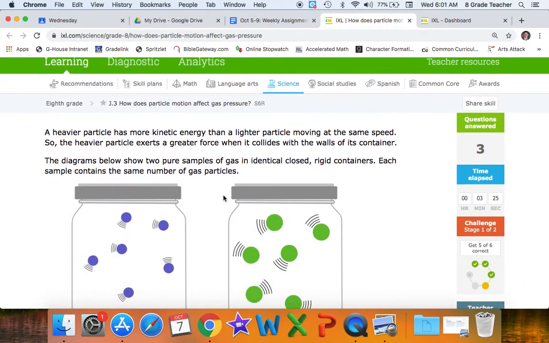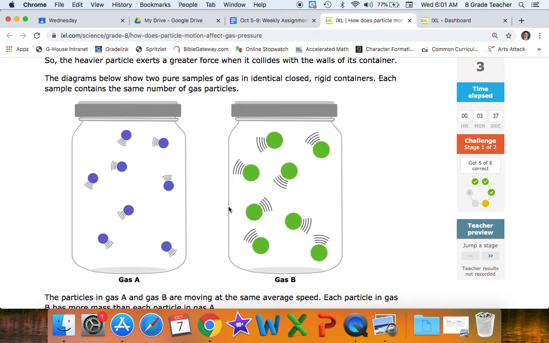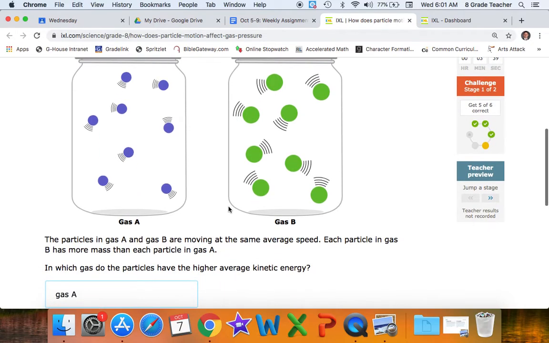A heavier particle has more kinetic energy than a lighter particle moving at the same speed, so the heavier particle exerts a greater force when it collides with the walls of its container. The diagram below shows 2 pure samples of gas in identical closed rigid containers. Each sample contains the same number of particles. The particles in gas A and B are moving at the same speed. Each particle in gas B has more mass.